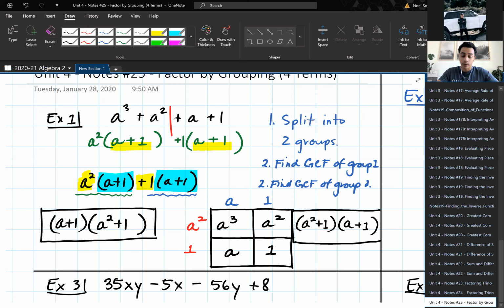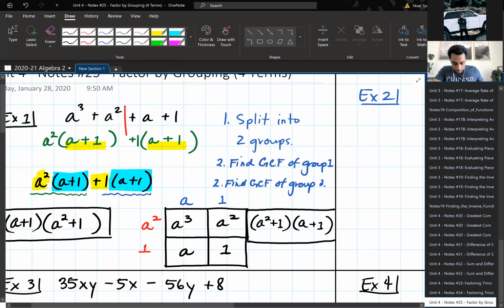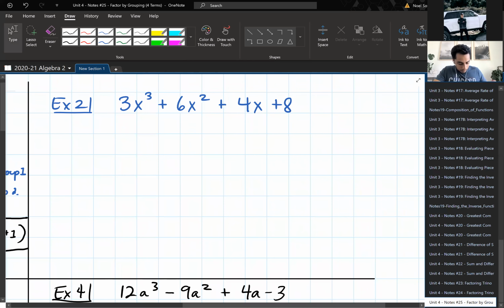All right, any questions so far? Which method do you like more at this point? Method 1, method 2, traditional, or box? Okay, some of you like the first method, some of you like box. That's fine. You decide which one works best for you, because they both work. That's the good thing. All right, let's move on to example number 2.